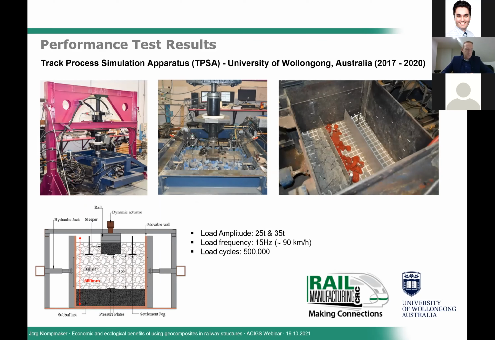And the box was filled with ballast. A concrete sleeper was tied to a section of a rail, and it was placed on the ballast layer to simulate a standard gauge Australian heavy haul track.